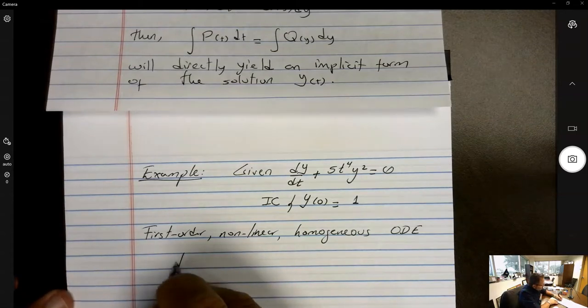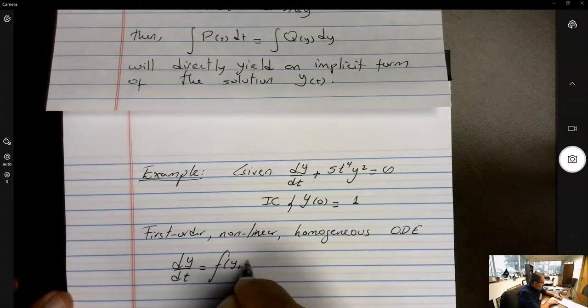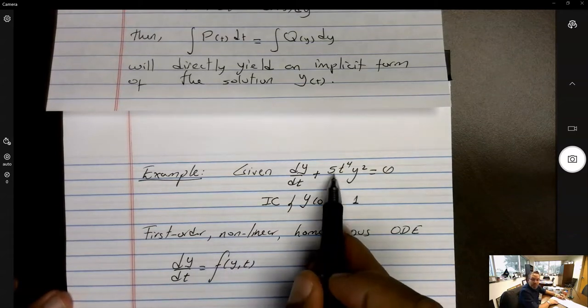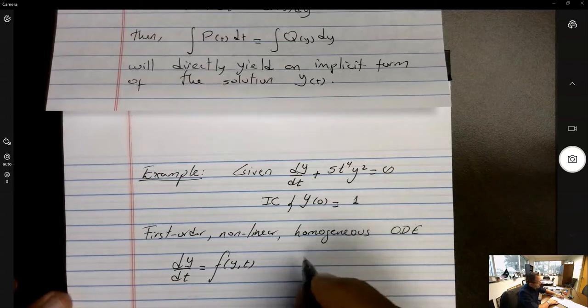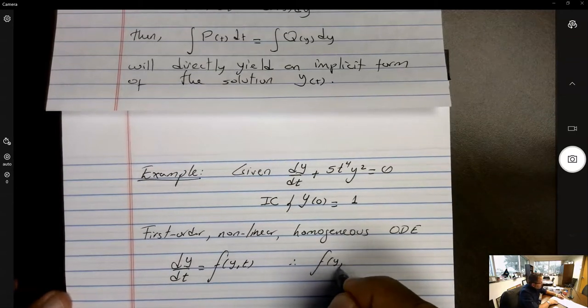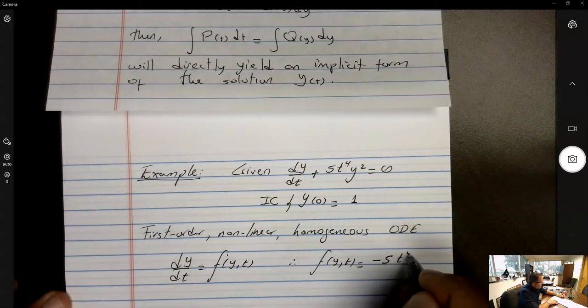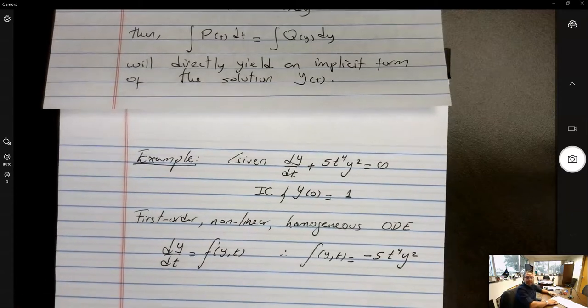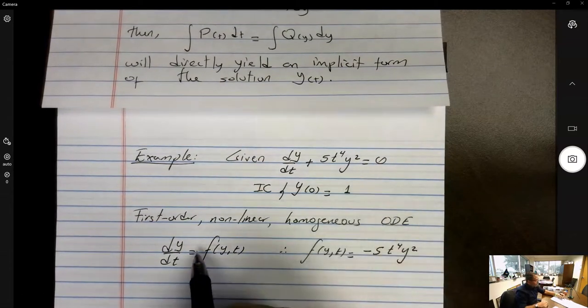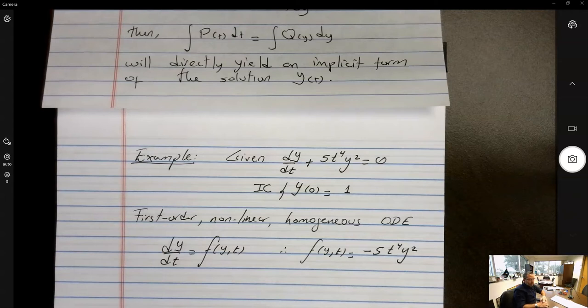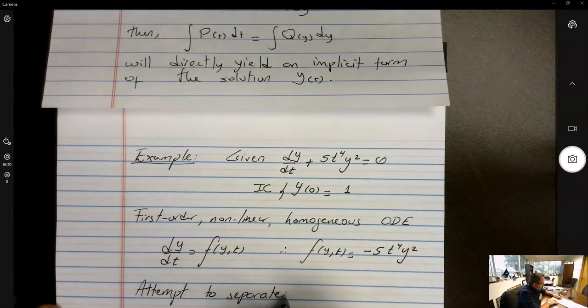So we can write this equation as dy dt equals f of y and t. That one's easy. All we have to do is put the stuff on the right hand side, right? And we can see by inspection that f of y and t is simply minus 5t to the 4th y squared. That's it. So this equation is already written in this general form. All right, now let's see if we can separate this equation. So attempt to separate. Let's see if we can.